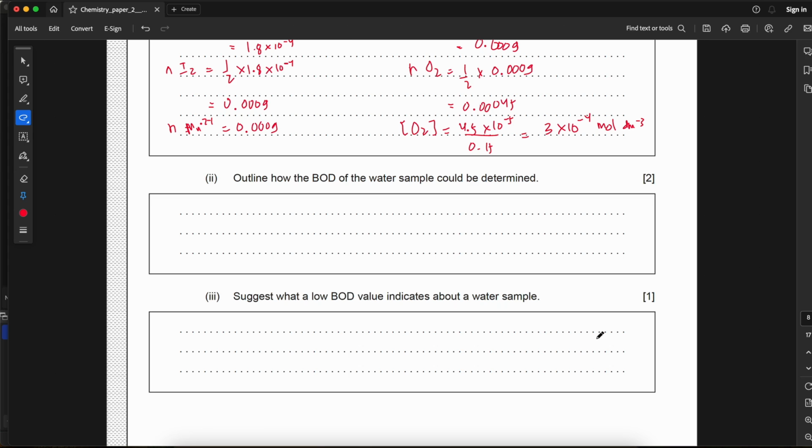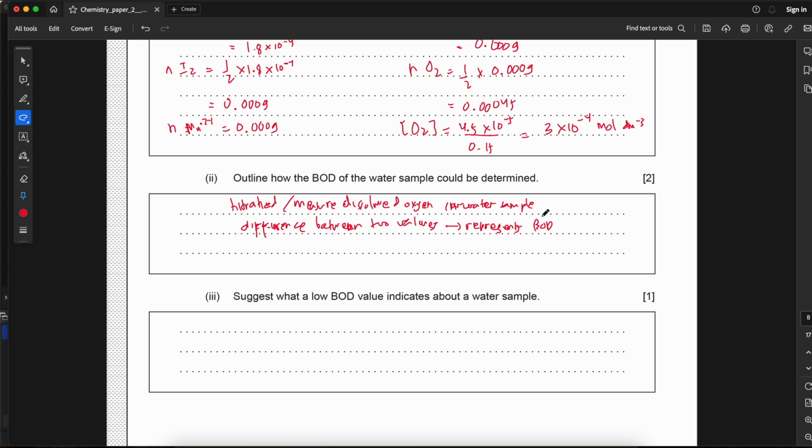Outline how the BOD of the water sample could be determined. You can do titration. So you measure dissolved oxygen in the water sample, and you will get the difference between two values, that would represent BOD.